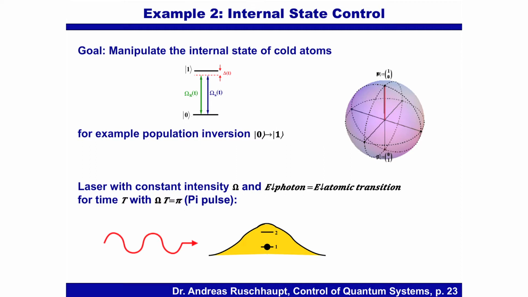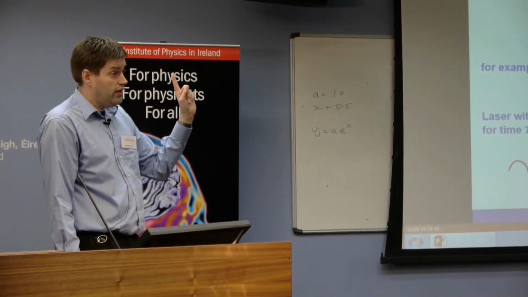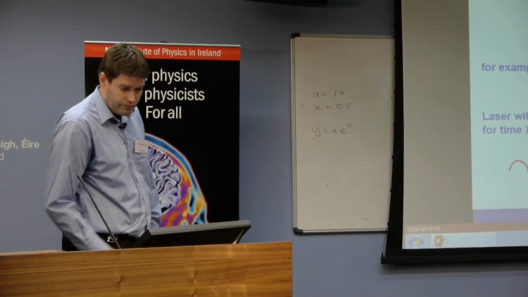And what happens if I really do this? Let's look at the Bloch sphere. What happens with this red vector?